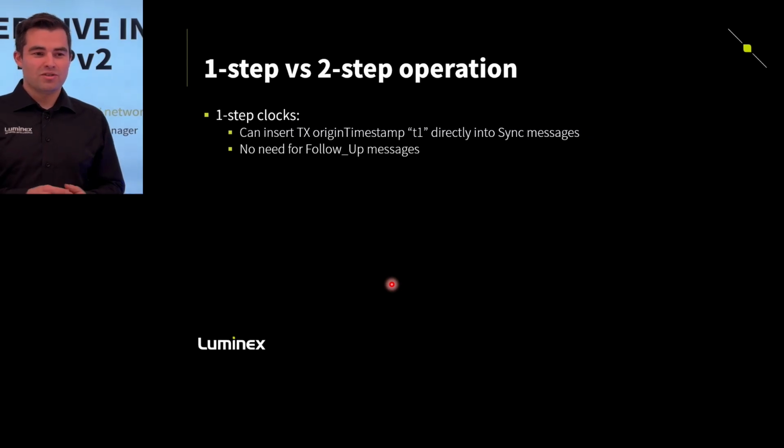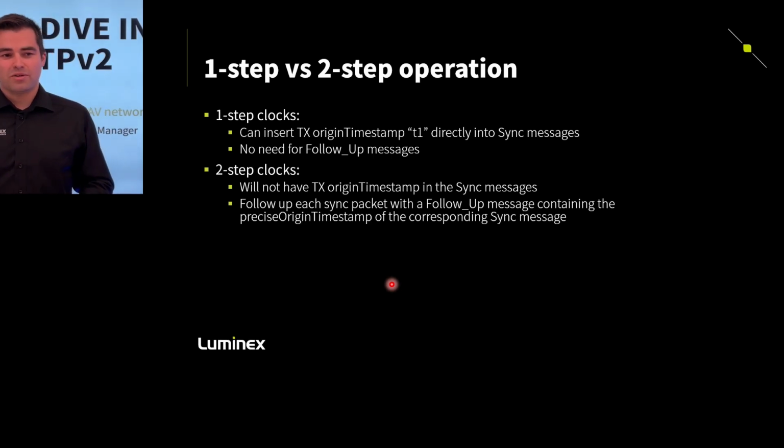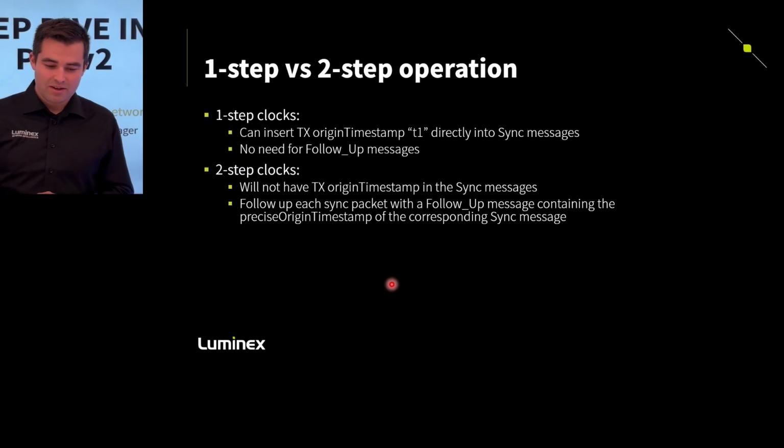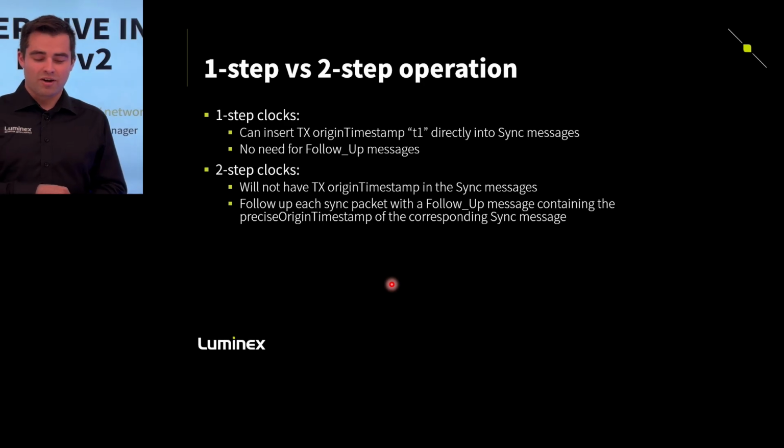In 1-step mode, it will do everything in 1 step. There are no follow-up messages needed, and it will do exactly this. It will put the timestamp value T1 directly inside the sync messages. In 2-step mode, it will not do that, but instead of putting the timestamp value T1 directly into the sync message, it will send out the sync message and then follow up with another packet, another message, and put that value T1 into that message.